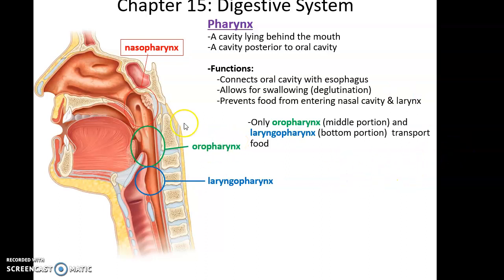So the pharynx has three regions: the nasopharynx, the oropharynx, and the laryngopharynx. Only the oropharynx and laryngopharynx are part of the digestive system and are transporting food and drink to the esophagus.